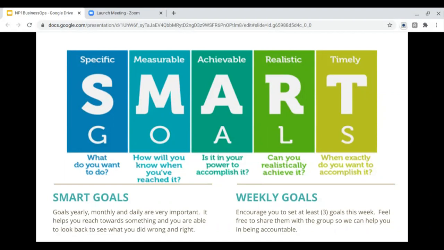So what I would like to do is encourage you guys to set at least 3 goals for this week. Since it's Thursday, let's put them for next week, but set 3 goals that you want to do, 3 SMART goals that you want to achieve by next week.